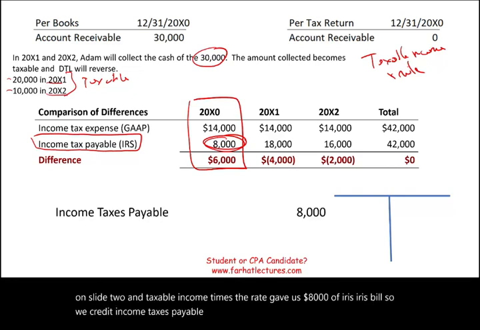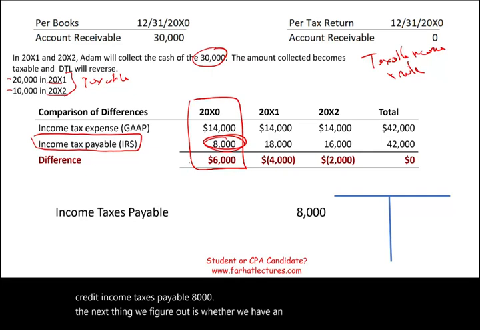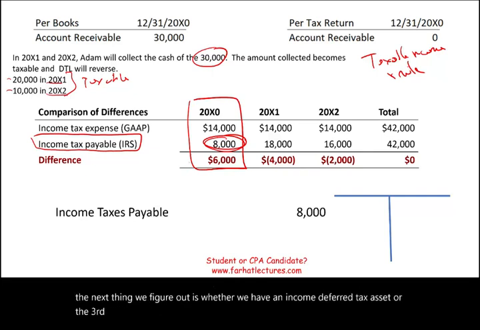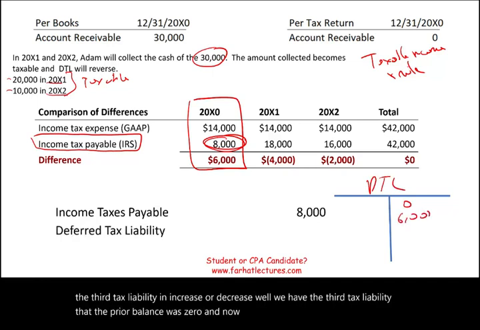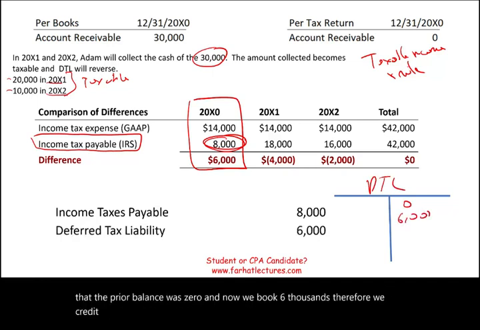The next thing we figure out is whether we have a deferred tax asset or a deferred tax liability, an increase or a decrease. Well, we have a deferred tax liability. The prior balance was zero, and now we book $6,000. Therefore, we credit deferred tax liability, $6,000.